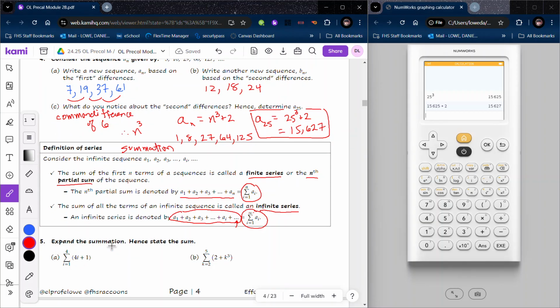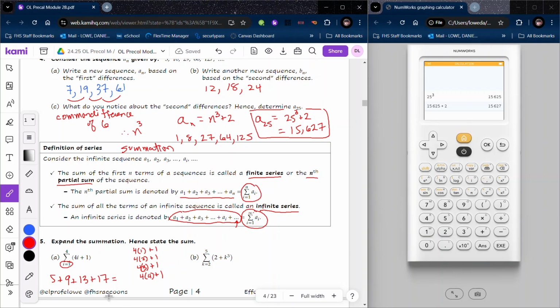Well, one thing we could ask is to expand the summation. And remember, a summation or a series is nothing more than adding things up. And so I could come in and say, hey, well, what would be my first term? I'd start my counter or my index with 1, and I'd have 4 times 1 plus 1, then 4 times 2 plus 1, then 4 times 3 plus 1, and finally 4 times 4 plus 1. So this is going to be a summation. So I would have 5 plus 9 plus 13 plus 17.